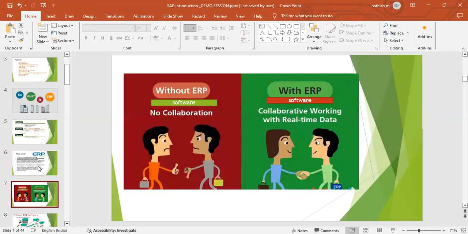So coming to this one. So without ERP and with ERP, enterprise resource planning, a software.